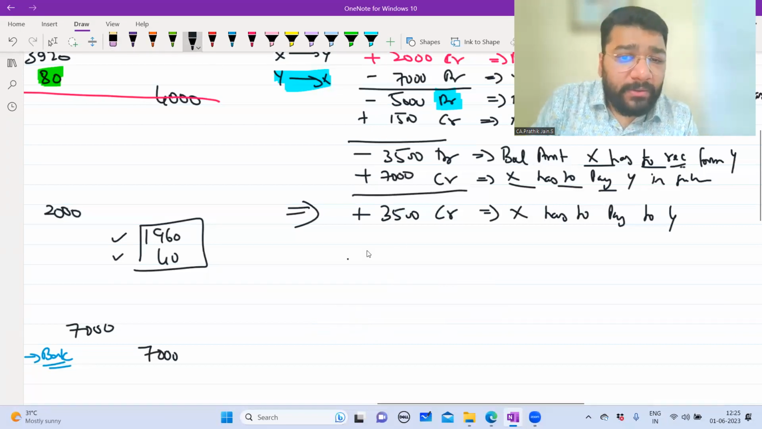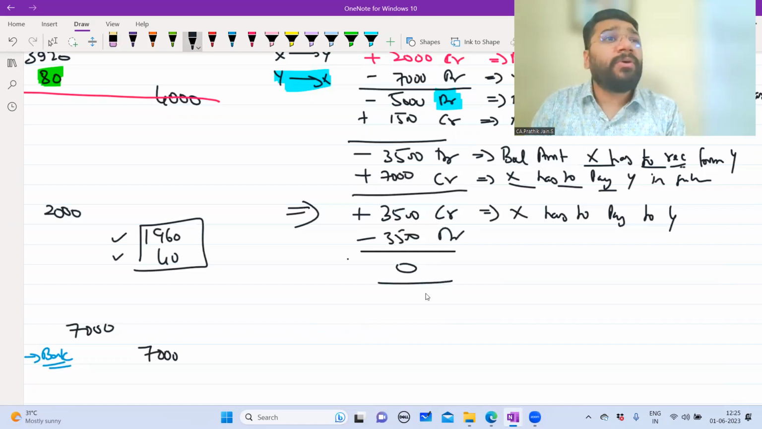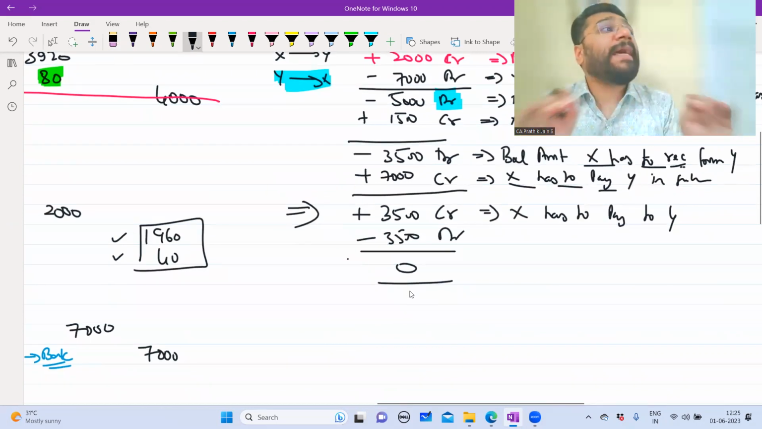Y account debit 3,500 minus means the balance now should become 0. So, guys, at the end of this question, Y's ledger should have a 0 balance, scattered and brought down, which means it has to get tallied.